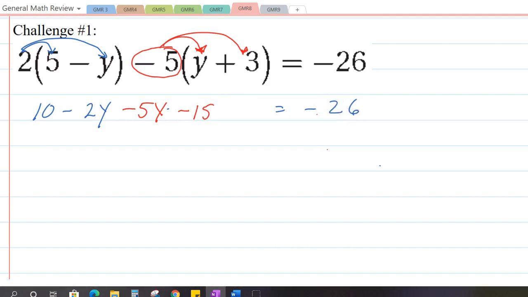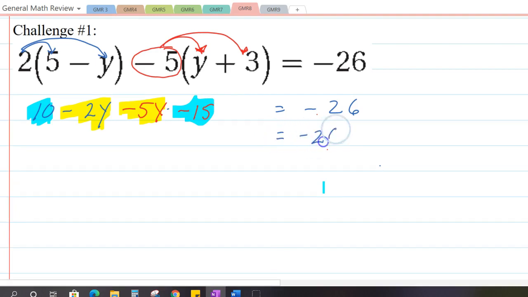Now I can combine like terms. On the left-hand side, I have a negative 2y and a negative 5y. I also have a 10 and a negative 15. So we need to combine all of those. I'm going to bring my equal sign straight down. The negative 26 isn't changing. 10 take away 15 is 5. The 15 is bigger, so he keeps the sign, which is negative. Negative 2y and negative 5y, they have the same signs, so I'm going to add them up to a negative 7y.